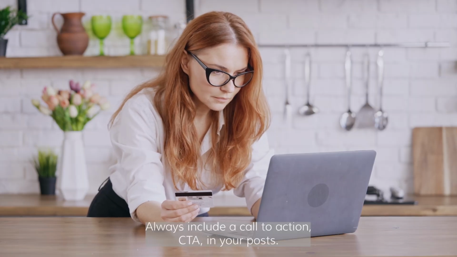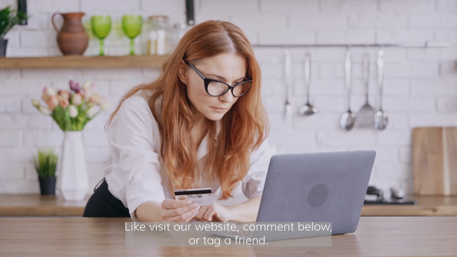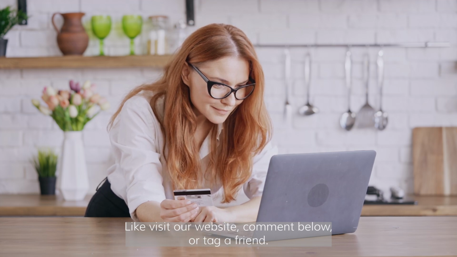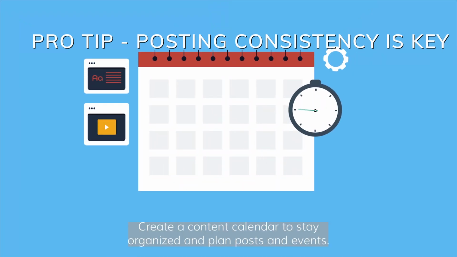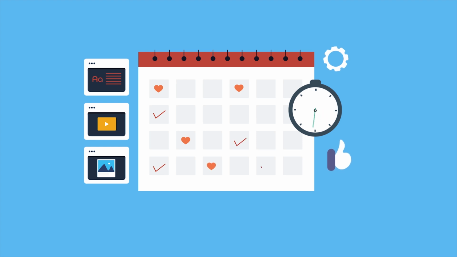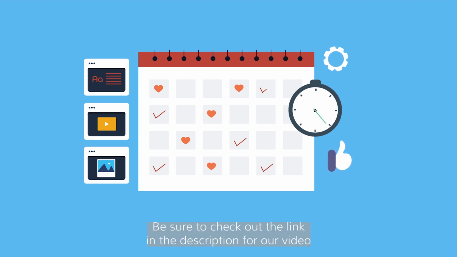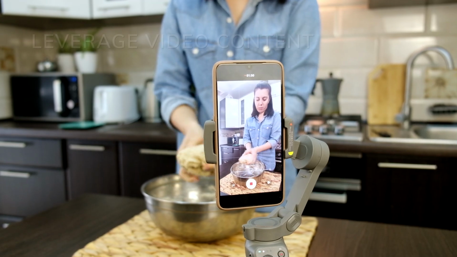Always include a call to action, CTA, in your posts, like visit our website, comment below, or tag a friend. Pro tip: consistency is key. Create a content calendar to stay organized and plan posts in advance. Be sure to check out the link in the description for our video on how to create a content calendar.